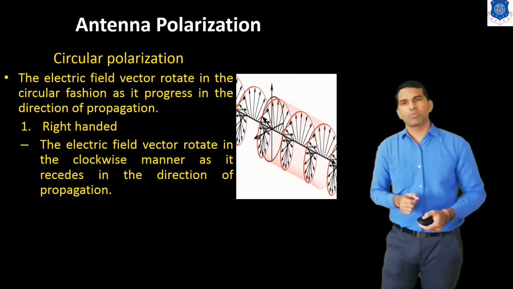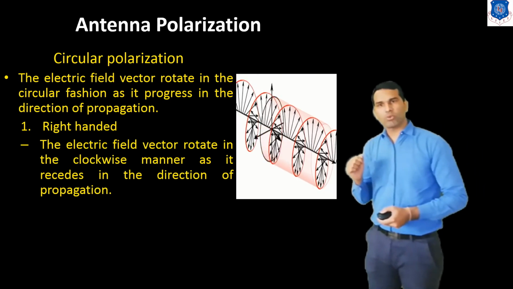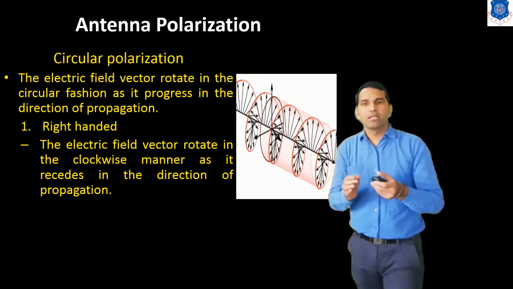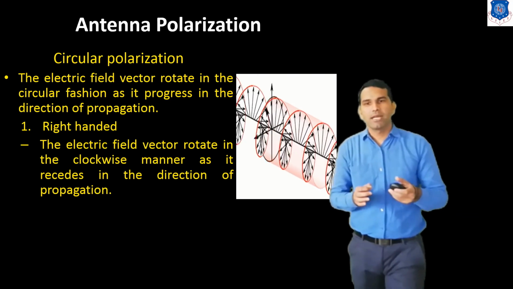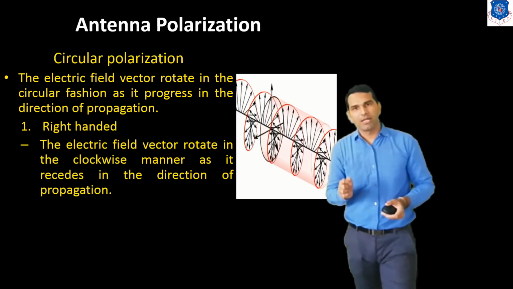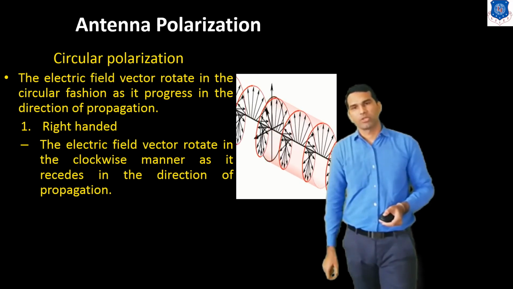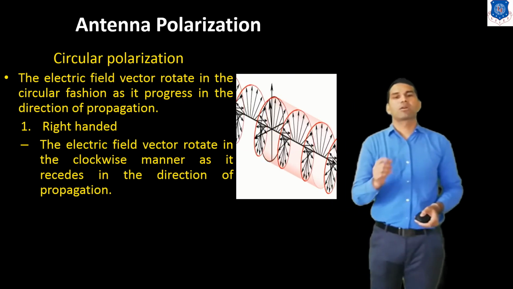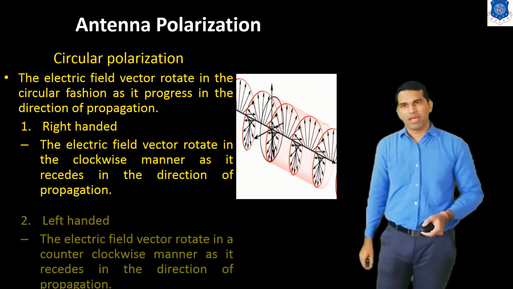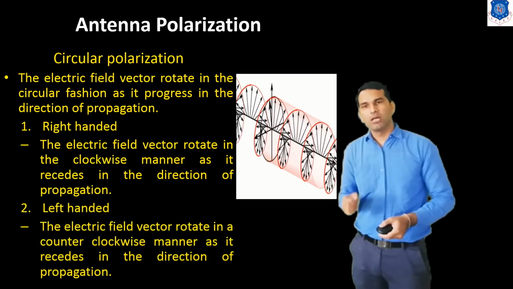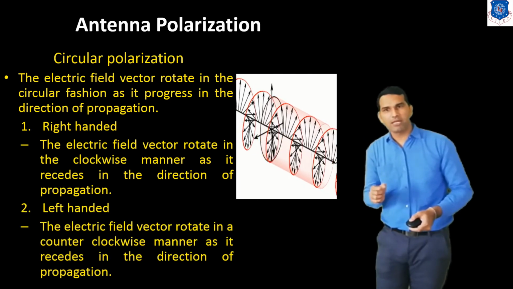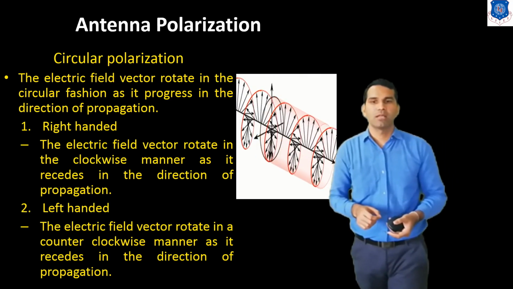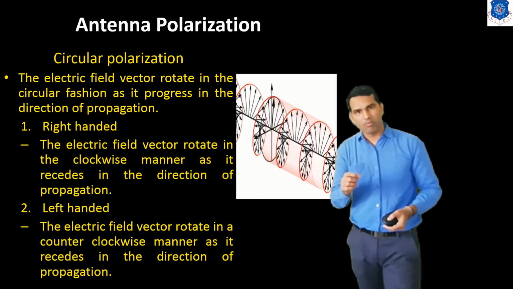In the right-hand circular polarization, the electric field vector rotates in the clockwise manner as it recedes in the direction of propagation. And in the left-hand circular polarization, the electric field vector rotates counterclockwise, that means in the anti-clockwise manner, as it recedes in the direction of propagation.